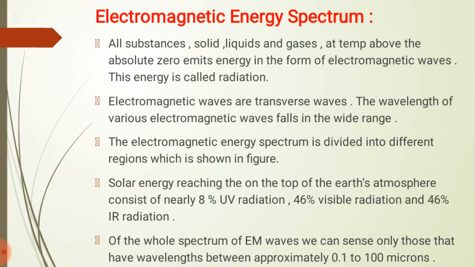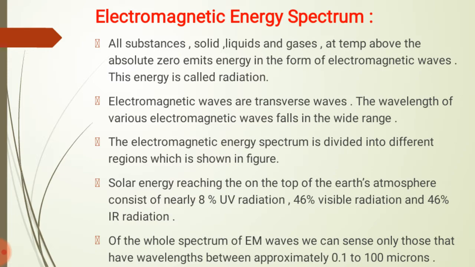Electromagnetic energy spectrum. All substances, solid, liquid, gases at a temperature above absolute zero emit energy in the form of electromagnetic waves. This energy is called radiation. Now what do you mean by radiation? Radiation is the energy which is emitted from substances like solid, liquid, gases when they are above absolute zero temperature. That means they emit energy in all directions. So this is called radiation.